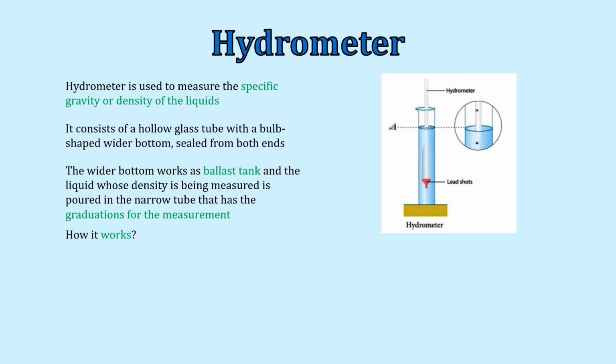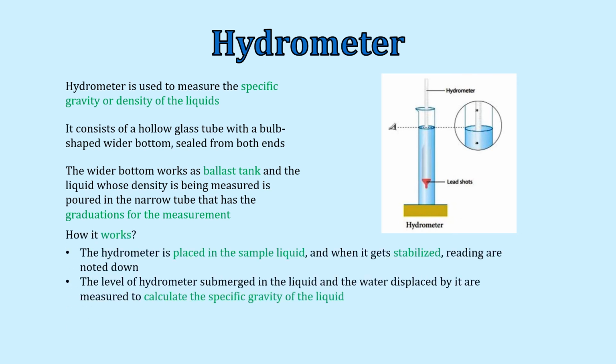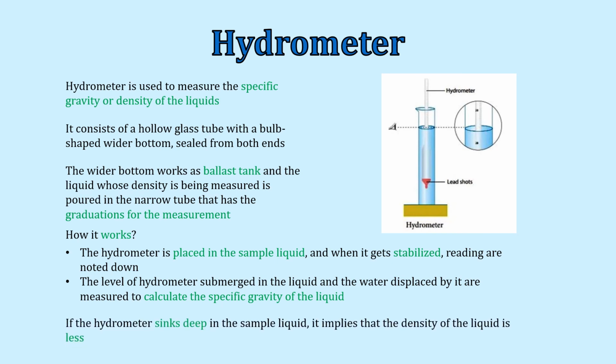How does it work actually? So, the hydrometer is placed in the sample liquid, and when it gets stabilized, readings are noted down. The level of the hydrometer submerged in the liquid and the water displaced by it are measured to calculate the specific gravity of the liquid. If the hydrometer sinks deep in the sample liquid, it implies that the density of the liquid is less.